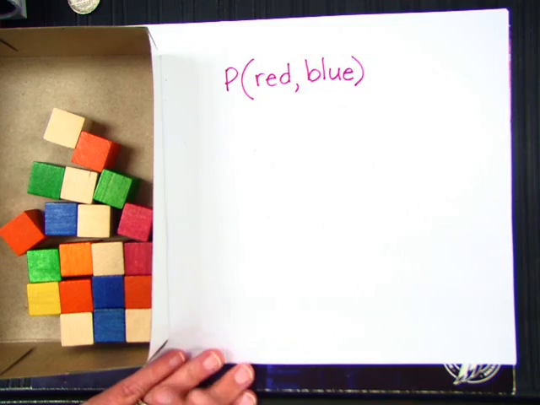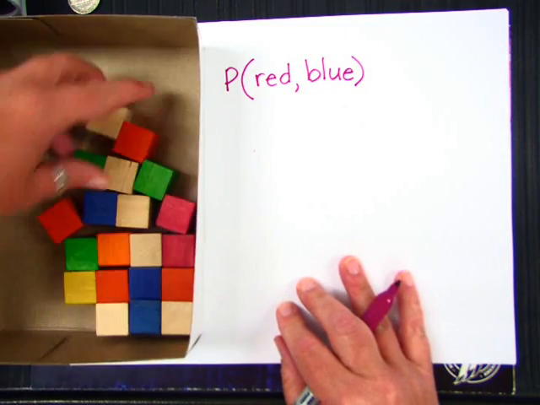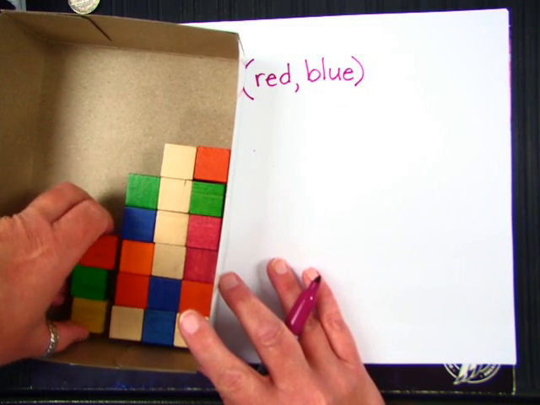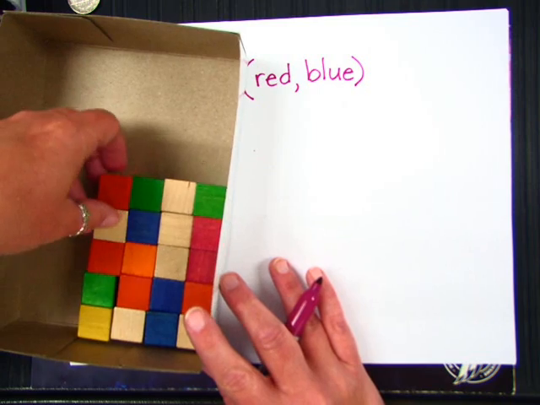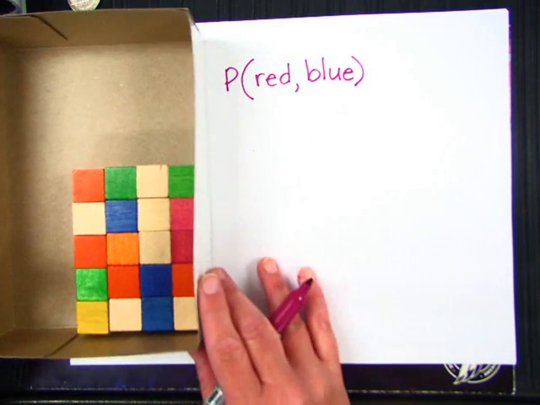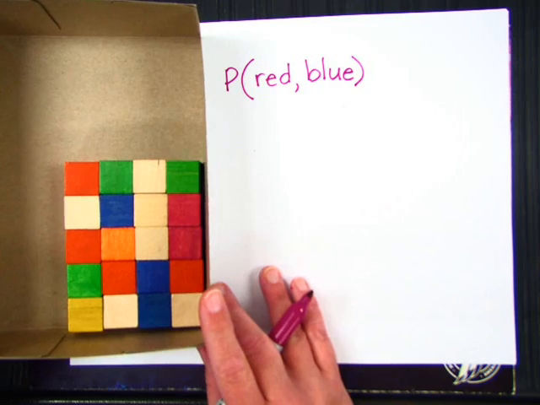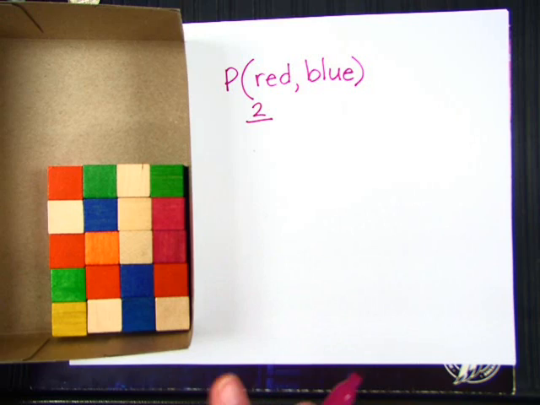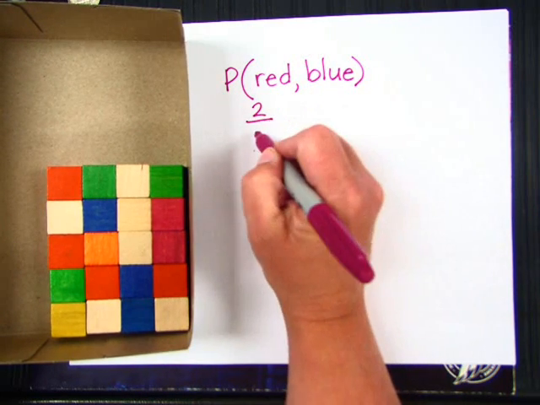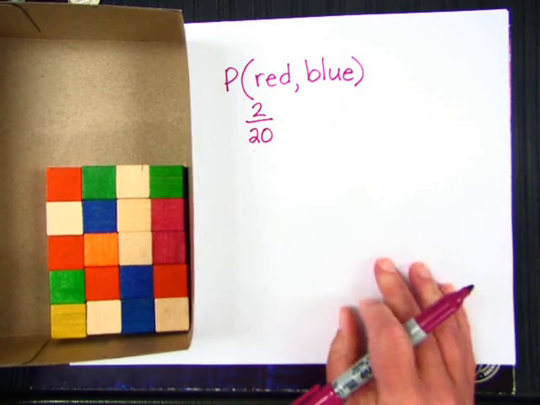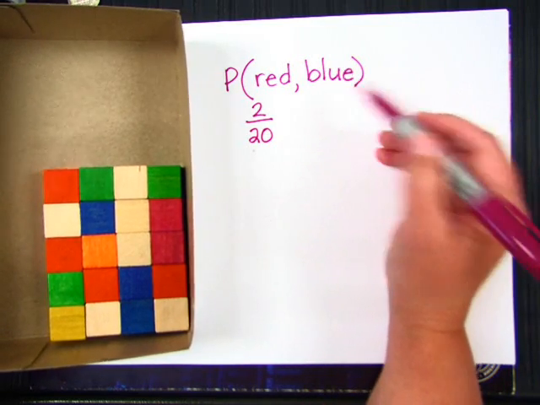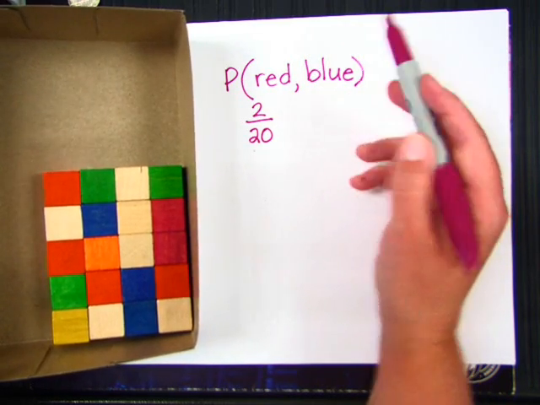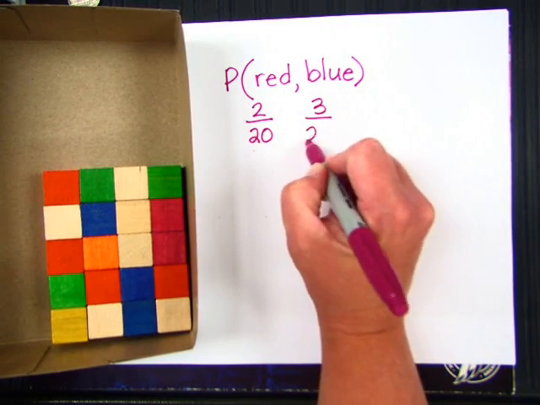So now we have to look. The probability of picking a red cube. When we look in the box, we see how many cubes there are that are red, because that's what we're trying to find the probability of. How many could I pick that would be red? Well, when you look in the box, you see that there are 2 red cubes. Okay? So 2 out of how many? Well, we just talked about the fact that we have a total of 20. Now we need to check how many blue cubes could I pick. So you're finding a probability for the red, and you're finding a probability for the blue. So there are 3 blues out of 20.